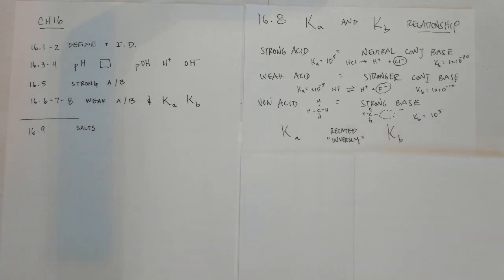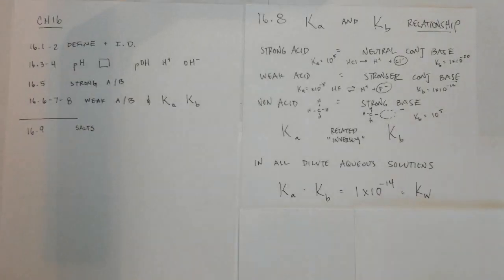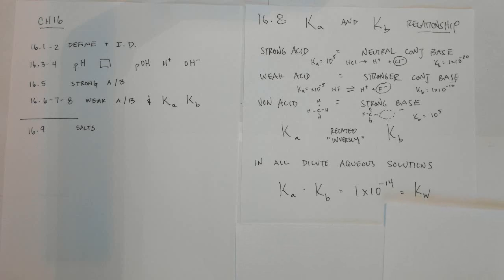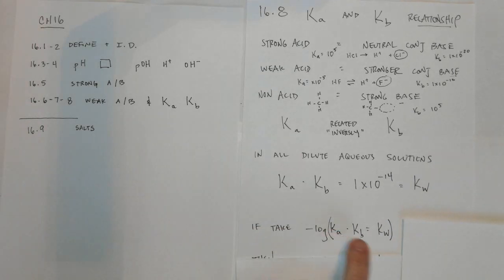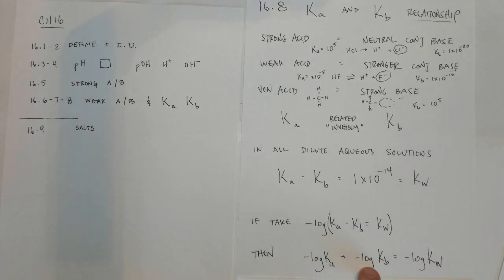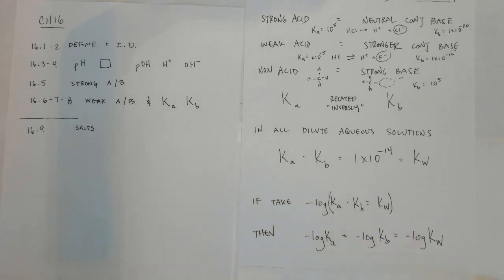This inverse relationship between Ka and Kb, because remember Ka and Kb gives us the strength value of these, is true in all dilute aqueous solutions. And there's actually a mathematical equation that gives this. Ka times Kb is equal to 1 times 10 to the negative 14th, or Kw. So we can make this a handy equation and get rid of the times 10 to the negative 14th and take the negative log of the Ka times Kb equals Kw equation, and then this becomes negative log of Ka plus negative log of Kb is equal to negative log of Kw.